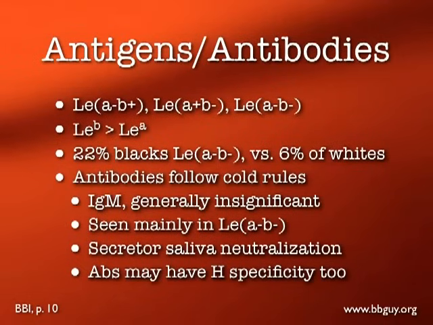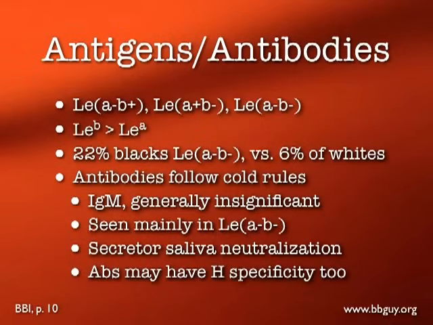So when it comes to antigens and antibodies, there are 3 different possibilities that you see there for Lewis phenotype. The most common one by far is Lewis A negative, B positive. 22% of African Americans are Lewis A negative, B negative, though, versus only 6% of whites.